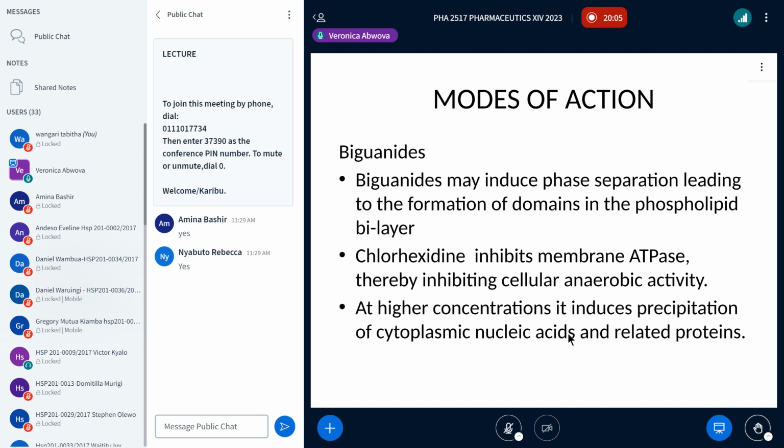Okay? Then we have biguanides. This may induce phase separation, leading to the formation of domains within the phospholipid bilayer. Okay?